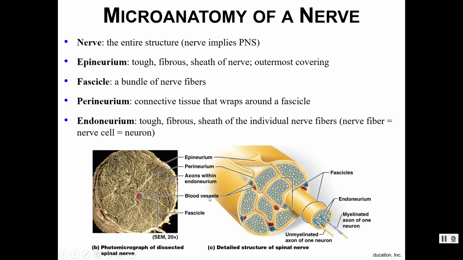And you'll see that we do have blood vessels in here as well. These are living cells. They got to eat. We need to get oxygen and nutrients to them, just like anything else. So that's what's inside a nerve.